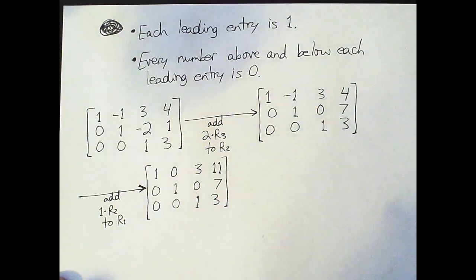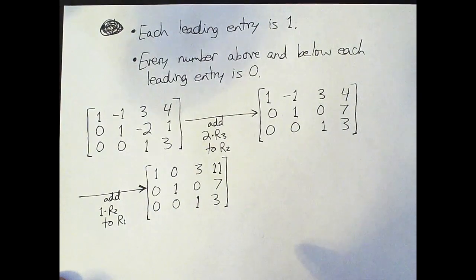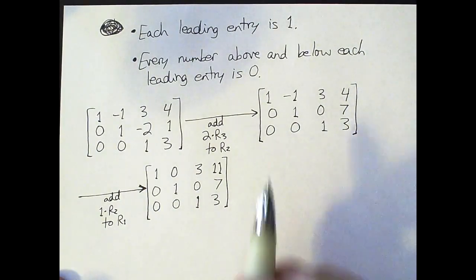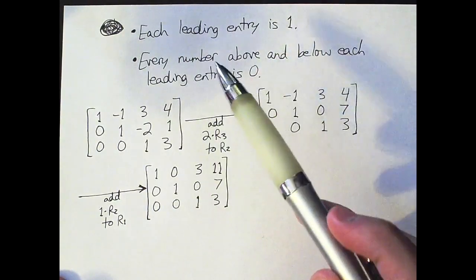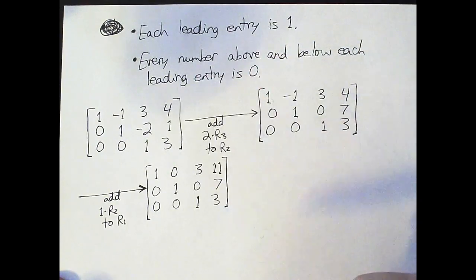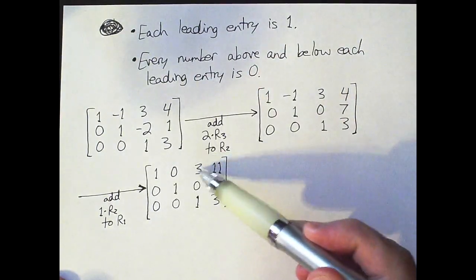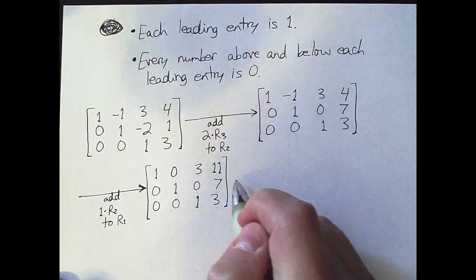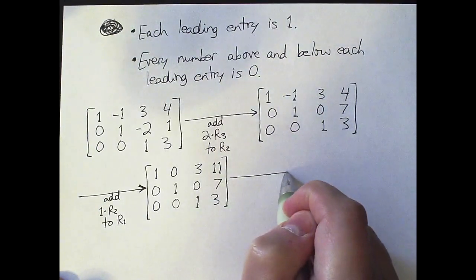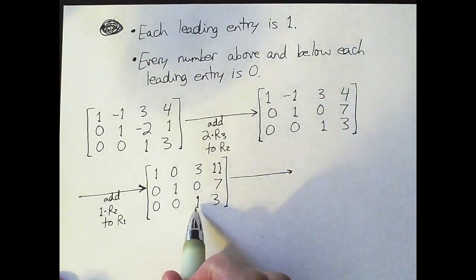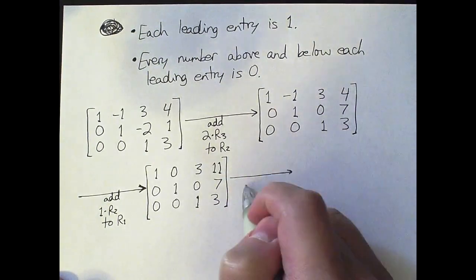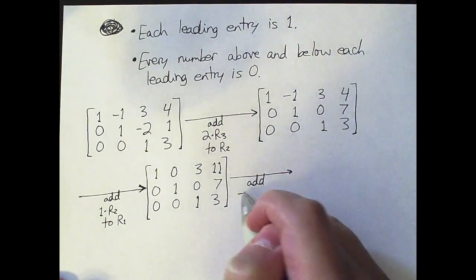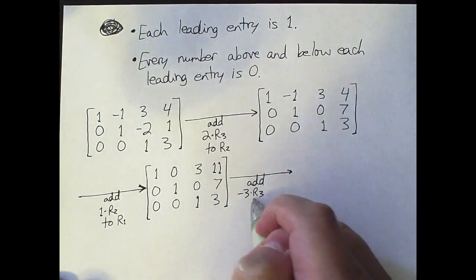We need one more step, because this property says every number above and below each leading entry. So that 3 that's floating around up there also needs to be a 0. So we need a multiple of row 3, right? How about we add negative 3 times row 3 to row 1. I think that's going to do it.